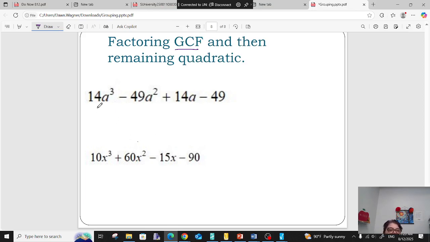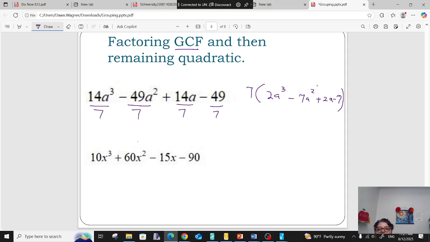Is there a number that can divide equally into all 4 of these numbers? 7. So in this case, you would have to divide everything by 7 first. So I'm going to have a 7 before I even divide it in half. So 14 divided by 7 is 2a to the third minus 7a squared plus 2a minus 7.